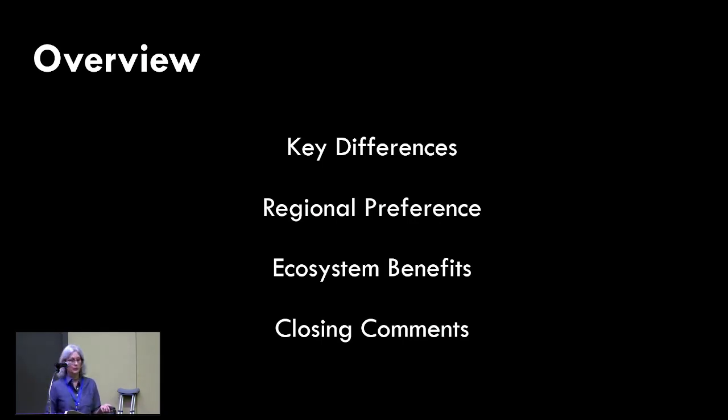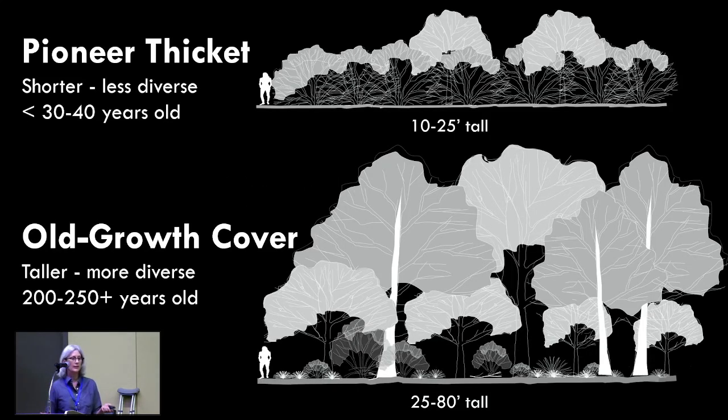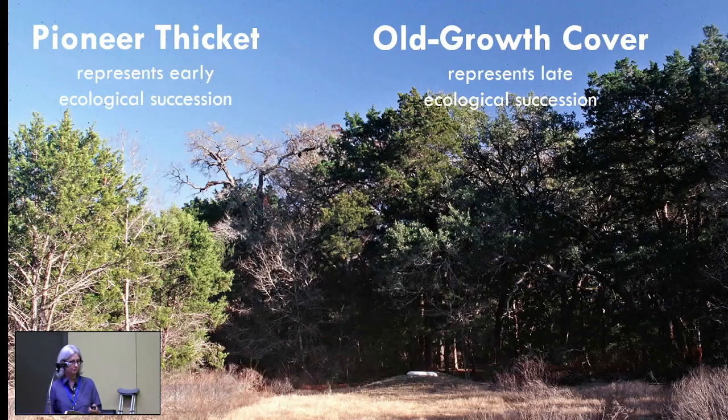And just an overview, I'm going to talk about the key differences between the two, regional preference, ecosystem benefits, and closing comments. Basic differences. Pioneering thickets, they're shorter, they're less diverse, they're typically less than 30 to 40 years old. Old growth cover is taller, more diverse, and in your 200 to 250 plus range.